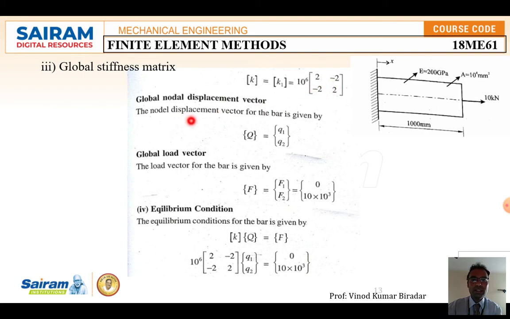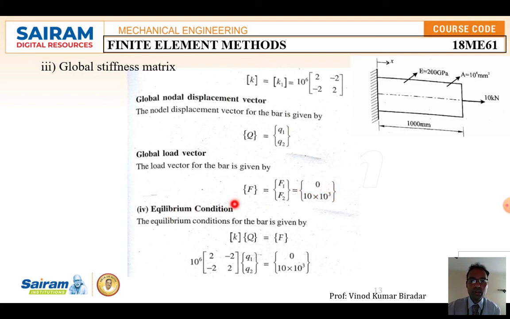Okay, so next, what is the nodal displacement vector? Here only 2 is there, so Q is equal to Q1 Q2. So these are the displacements. And the load vector, that is F is equal to F1 F2. So F1, here it is fixed, so there is no moment, so take the value F1 is equal to 0, and F2, they given 10 kilonewton, which is equal to 10 into 10 to the power of 3.